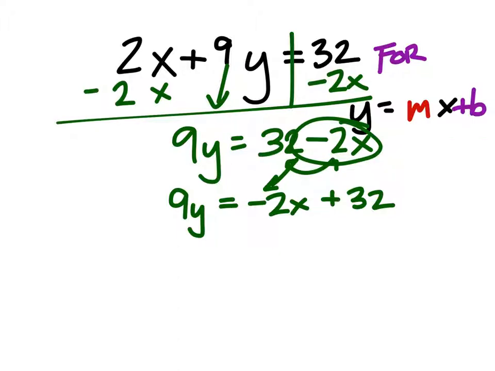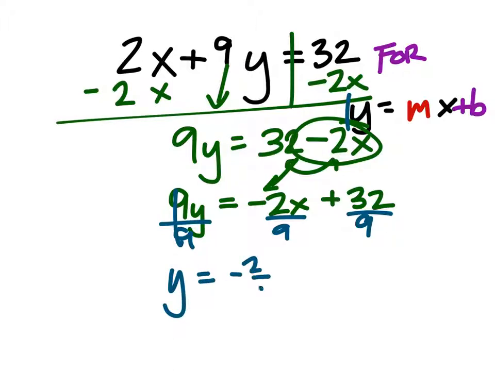All right, now this is really close to slope-intercept form. The difference is that the coefficient of y needs to be 1. So I'm going to take all the terms and divide them by 9. Well, that gives me 1y. y equals negative 2/9 of an x plus 32/9.